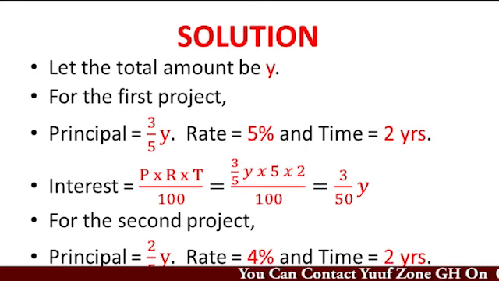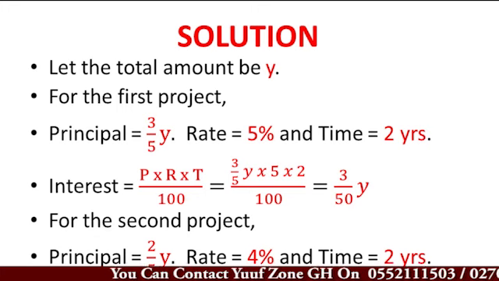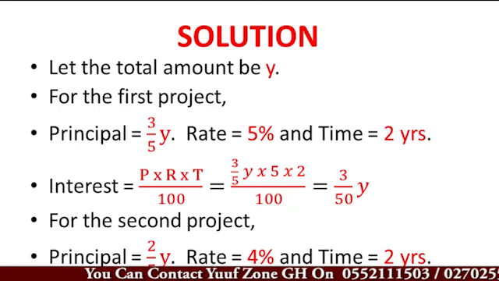So we know the formula for finding the simple interest. The formula is principal times rate times time all over 100. We all know that. So now we know our principal to be 3 over 5y. I hope you understand why it is 3 over 5y. It is 3/5 times the amount the man invested, but we were not given the amount the man invested into the two businesses.